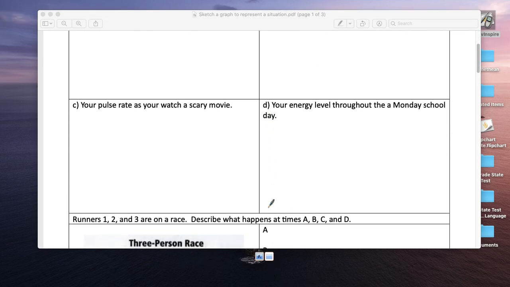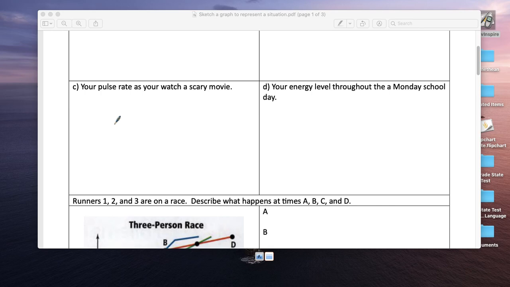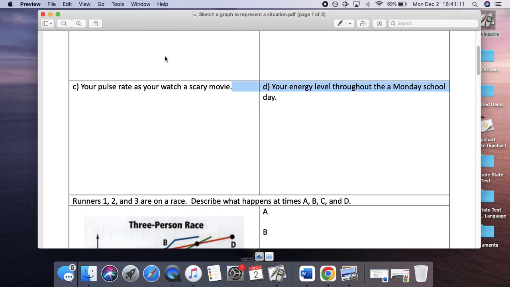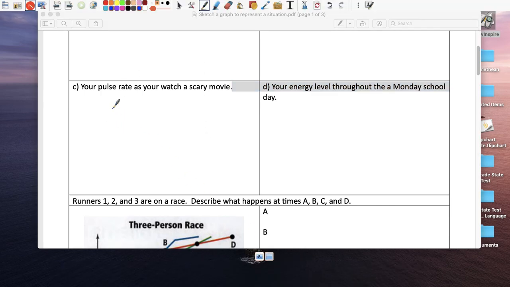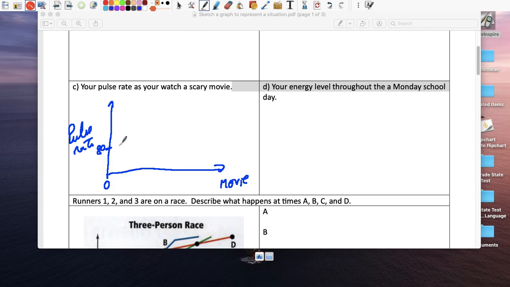Your pulse rate as you watch a scary movie. Oh, okay. Ooh, that one's interesting. So here's your pulse rate. Here's the movie, right? The start of the movie, 0 minutes. Your pulse rate, I don't know, it's about 80. As the movie starts, hopefully it doesn't scare you right off the bat. If it doesn't, let's assume it's here.